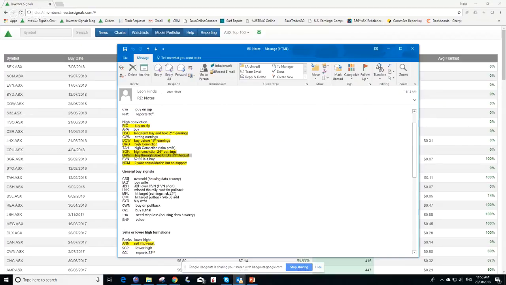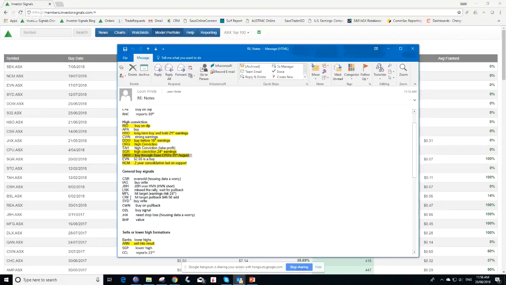Moving into our general buy signals, CSR oversold, but just cautious on housing data. So you just might need to think about running stop losses in some of these housing exposure names. IAG, still comfortable with that as a buy, even though the earnings was a slight miss. JB Hi-Fi over Harvey Norman. That's played out reasonably well with JB Hi-Fi, I think, doing better and providing a lower risk opportunity than Harvey Norman. Link has rallied from $7 to $8, and we just have to be patient there and wait for a pullback.